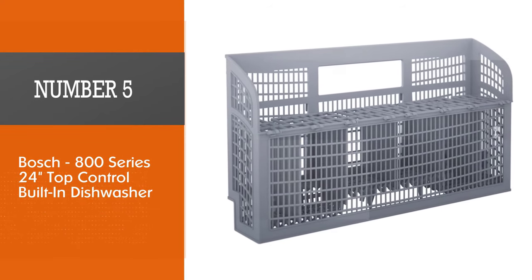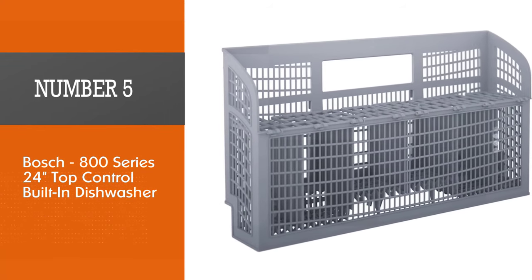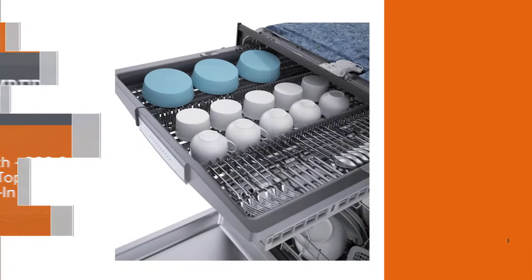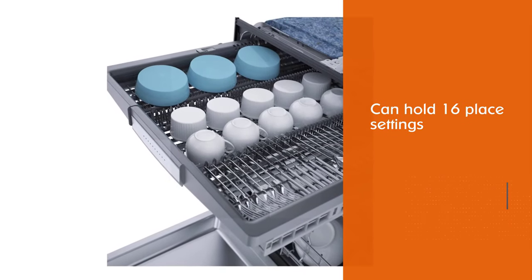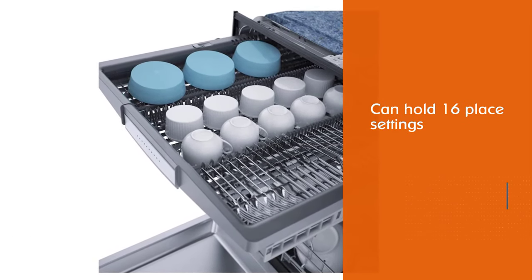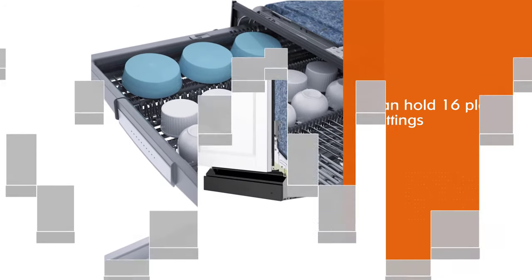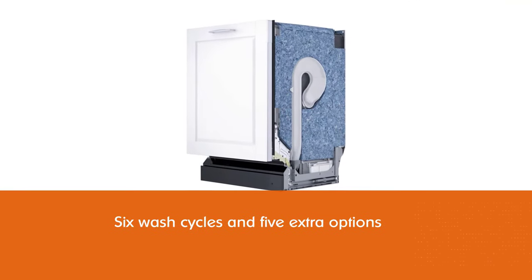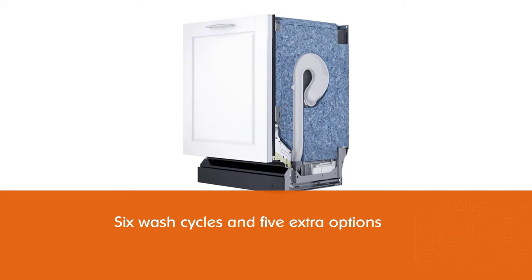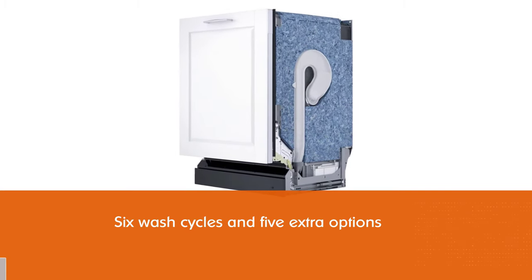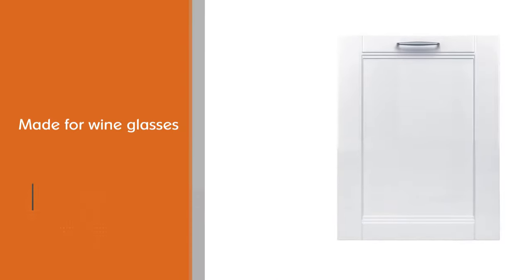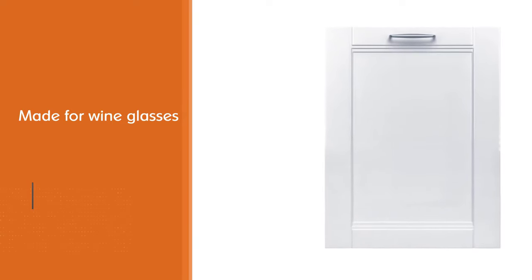Number 5. Bosch 800 Series 24" Top Control Built-in Dishwasher. The 24-inch top control dishwasher can hold 16 place settings and operates at just 42 decibels. There are 6 wash cycles and 5 extra options to choose from, including half load, sanitize, and delicates, which are made for wine glasses or a set of fancy plates.